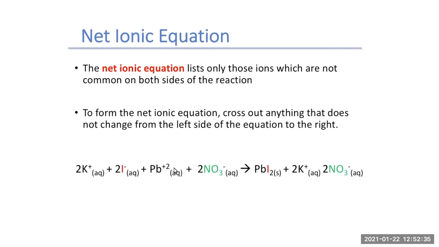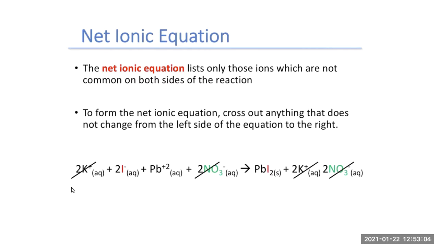So that means we take our complete ionic equation and we cross out the ones that are on both sides. So here I have the potassium, here I have 2 potassium ions. Here I have 2 nitrates, here I have 2 nitrates. Since they're common on both sides and they're in the same phase, the same charge, so you can see they're absolutely identical, I can cross them out.